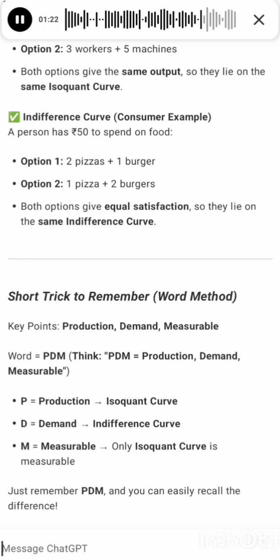Short trick to remember, word method. Key points: production, demand, measurable, word PDM. Think PDM equals production, demand, measurable. P, production, isoquant curve. D equals demand, indifference curve. M equals measurable. Only the isoquant curve is measurable. Just remember PDM, and you can easily recall the difference.